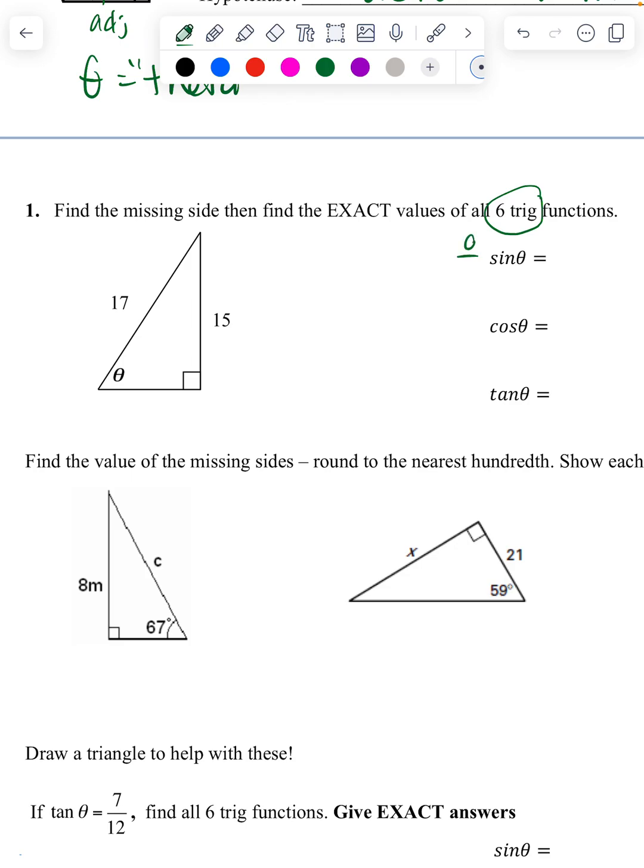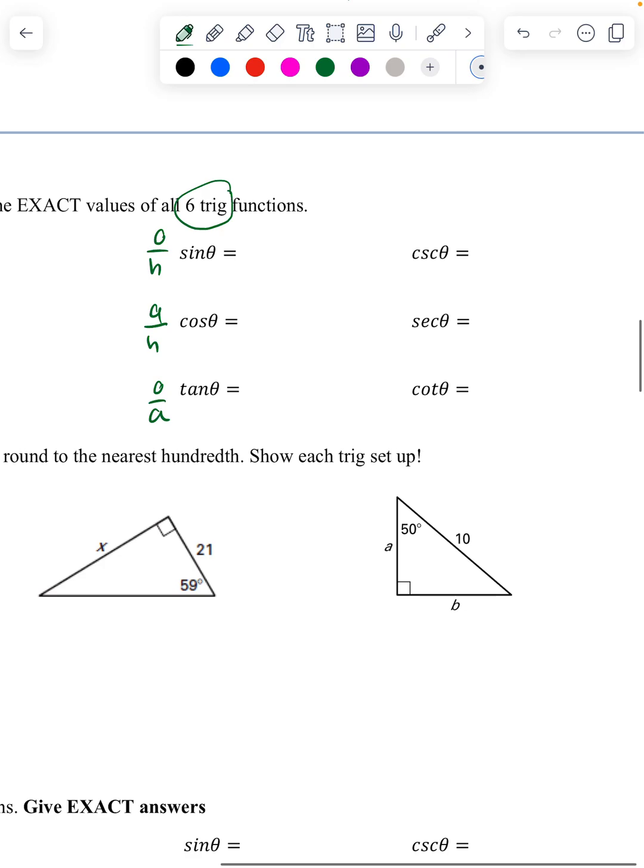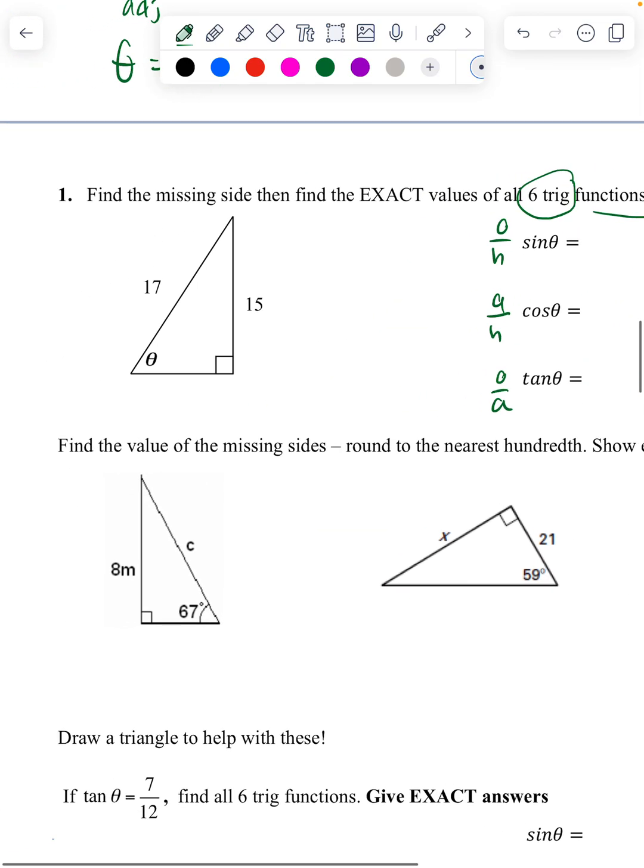We know how to do these three: opposite over hypotenuse, adjacent over hypotenuse, and opposite over adjacent. Then what we're going to do is flip these over and get our reciprocal functions. Cosecant, hypotenuse over opposite, hypotenuse over adjacent for secant, and adjacent over opposite for cotangent. So we just got to find all the sides. This is the opposite side. This is across from the 90, so that's my hypotenuse.